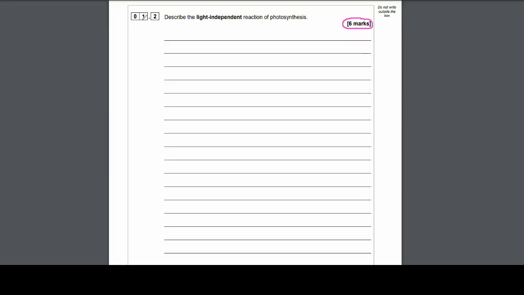Okay, let's move on. 1.2, describe the light dependent reaction of photosynthesis. Sorry, the light independent reaction. Easy to make that mistake. So, light independent means without light. You should by now have this diagram learned off by heart. And if you don't, you need to learn it.